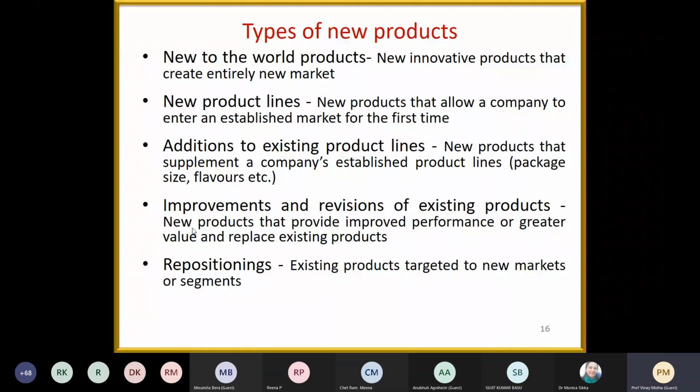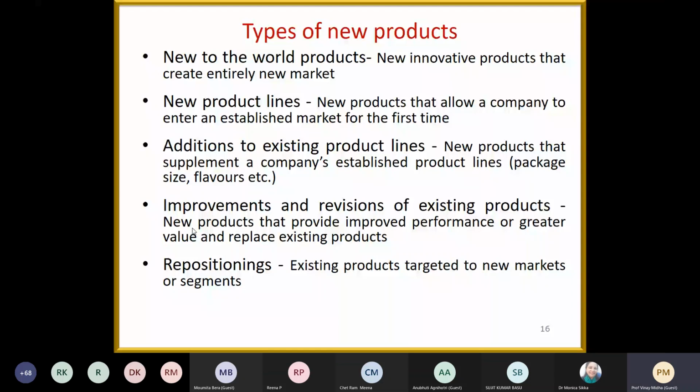And second can be new product lines. These are new products that allow a company to enter an established market for the first time. Already the market is there for these products, and they will allow a company to enter into this market. So you were not making these products earlier, but these products are already there in the market. They are being made by other companies.